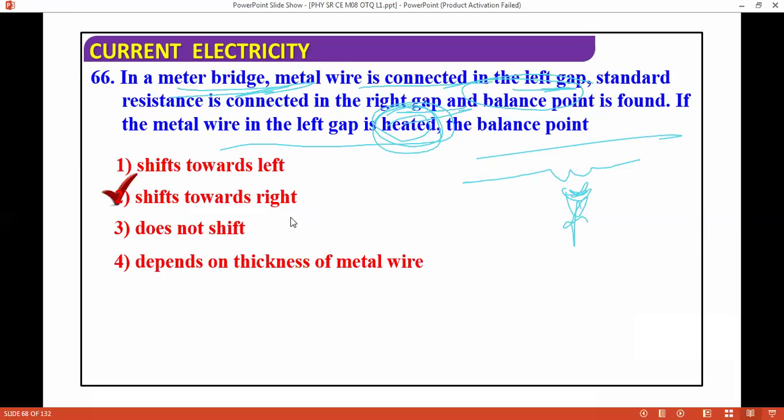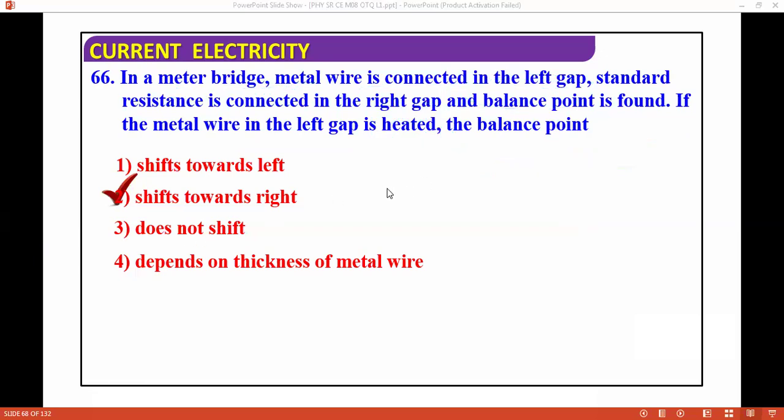I'm not going to explain what's happening here. Just use your brain and your sense. Basically, on giving heat, what happens? The resistance is increasing. So if your resistance is increasing, you need more length. I think this concept is enough for this time. Okay, I'm moving to the next question.